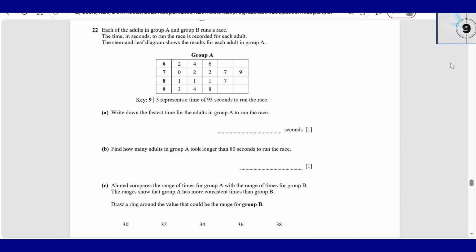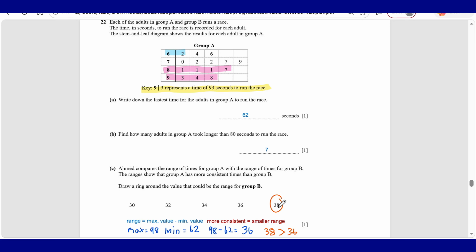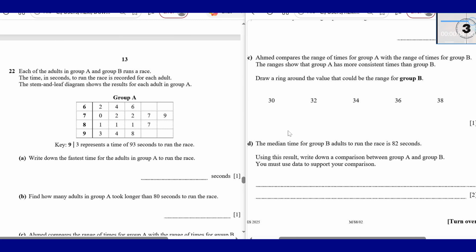Okay, let's check it out. So guys, the only possible answer is 38, as for the range for group A, the minimum value is 62 and the maximum is 98. So 98 minus 62 is 36. So we have to choose the range that is greater than 36. The only answer is 38, because A is more consistent than B, so B has to have a greater range than A. Right, so next.